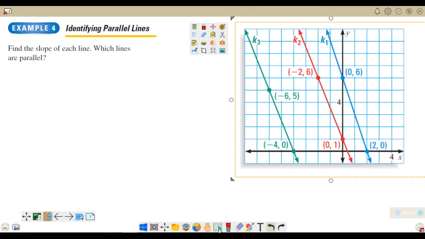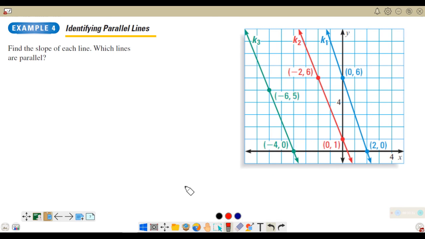So, how can we know whether they are parallel or not? Visually, mukha silang parallel sa isa't isa, di ba? But, let's check their slopes. Let's start with the slope of K sub 1. So, for K sub 1, again, ang gagamitin pa rin natin ay m is equal to y sub 2 minus y sub 1 over x sub 2 minus x sub 1.